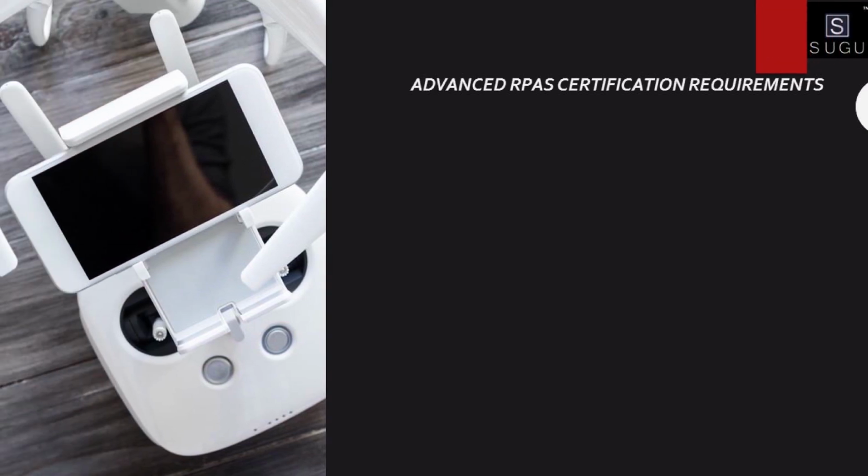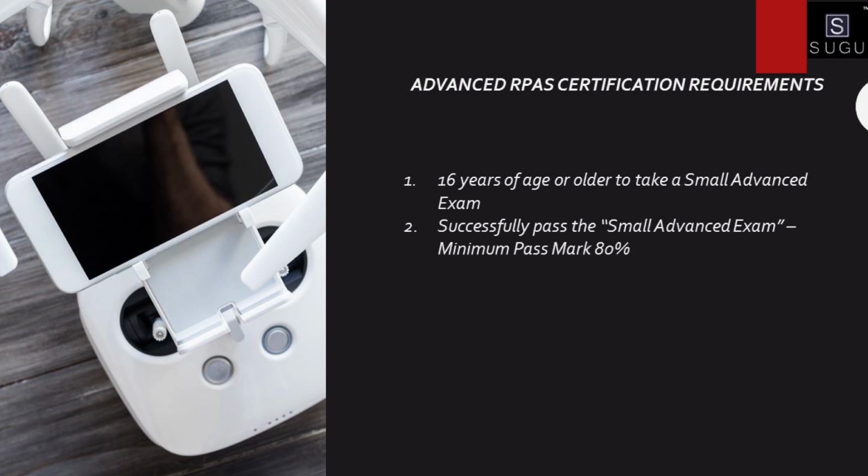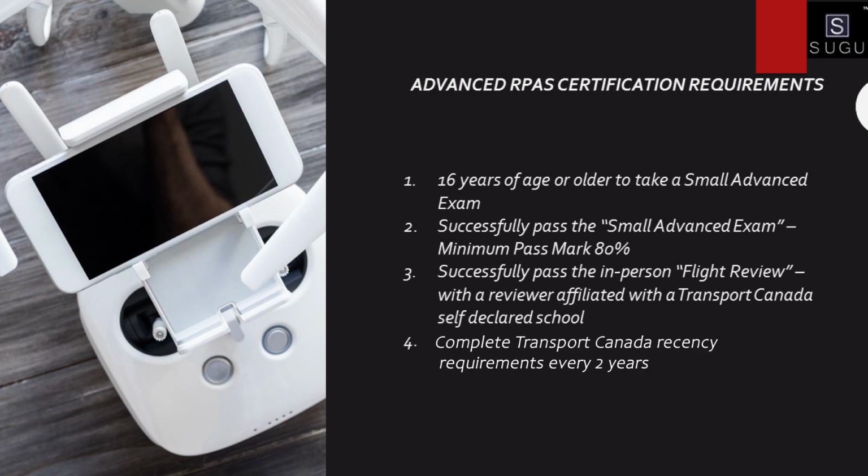To become an RPAS certified pilot, there are three notable steps. First, you have to be at a minimum of 16 years of age, have passed an advanced exam with a minimum pass mark of 80%, and successfully passed the in-person flight review. In addition to this, there are ongoing recency requirements which are required every 2 years.